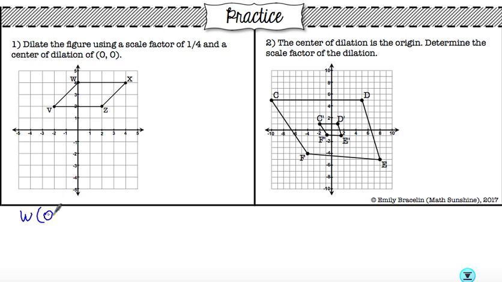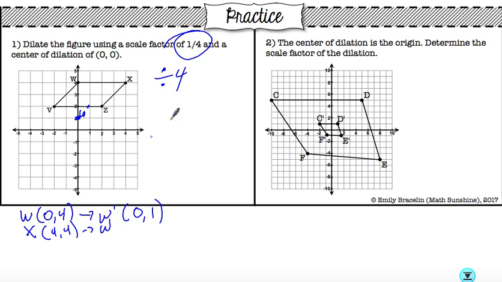So W is located at 0, 4, and if I use a scale factor of a fourth, remember I either multiply by a fourth or divide by 4. So to get W prime, 0 divided by 4 is just 0. 4 divided by 4 is 1. So W prime is located at 0, 1. Okay, how about X? X is located at 4, 4. If I divide each of those by 4, X prime will be 1, 1.